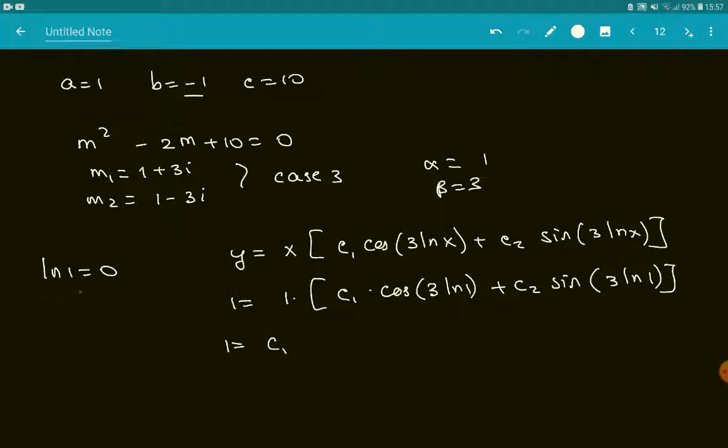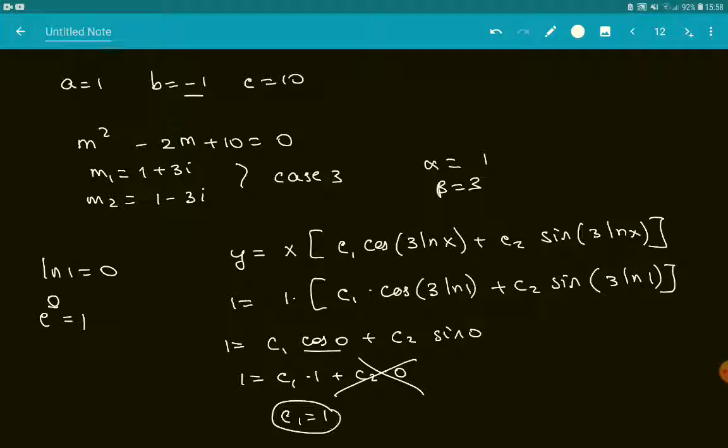That's because this part means that e to the power of something is equal to 1. So that's definitely that e to the power of 0 is 1. So from here we can just write that C1 cosine 0 plus C2 sine 0 is equal to 1. So 1 is equal to, again, C1. What is cosine 0? Cosine 0 is 1, plus C2 sine 0 is 0. So this part goes and C1 is equal to 1. So we found C1.